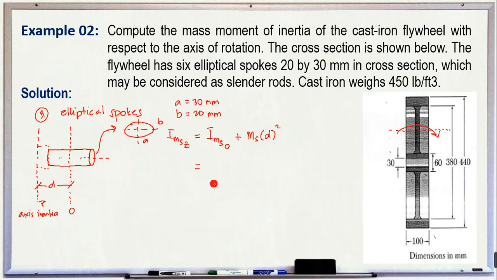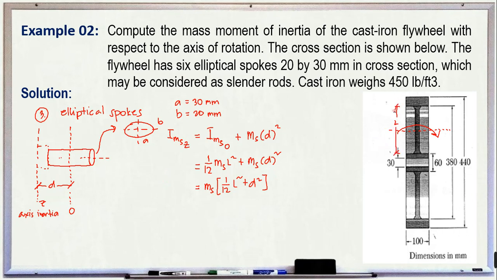So, we have 1/12 the mass of the spoke times its length, L squared, plus the mass of the spoke times the distance squared. Factor out the mass: mass of the spoke times 1/12 L squared plus D squared. Now, we need to find the length of the spoke. So, this is its length.